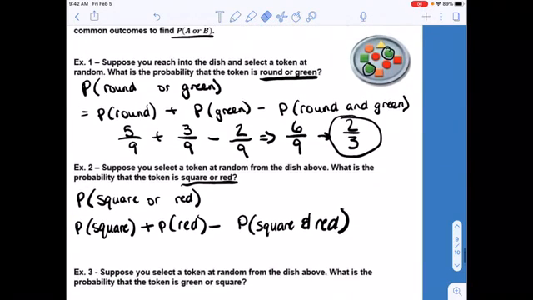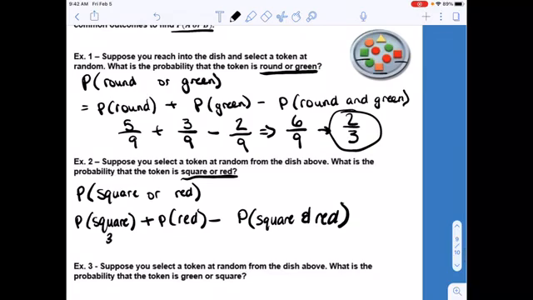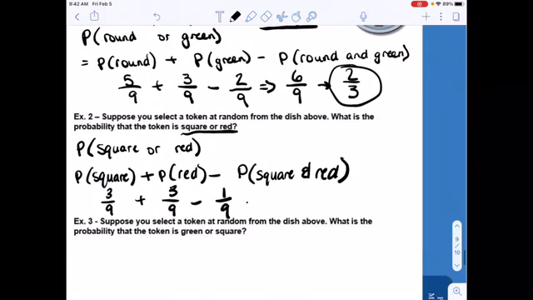Okay, so go back to our picture. Probability of square is 1, 2, 3 out of 9 still. Probability of red is 1, 2, 3 out of 9. And then we have one shape that is both red and square, so we need to subtract 1/9. So after you work through the fractions, we end up getting 5/9 is the probability of square or red.